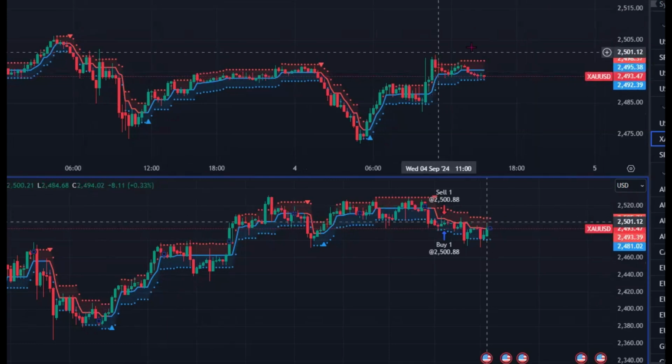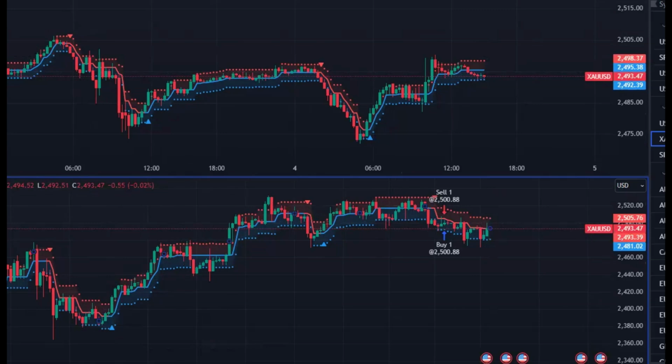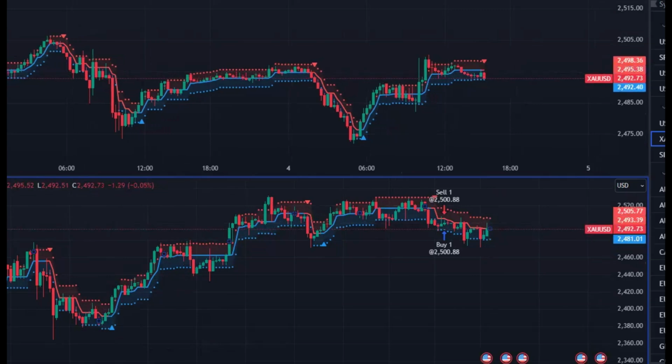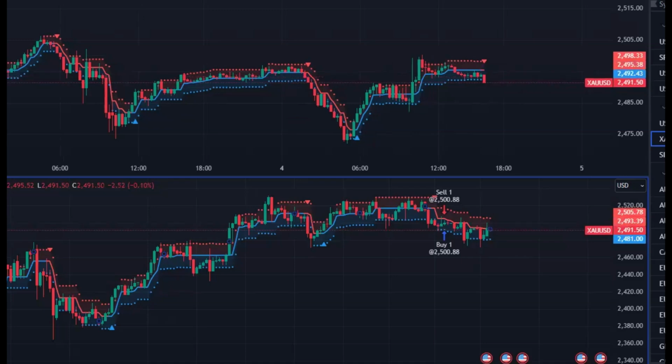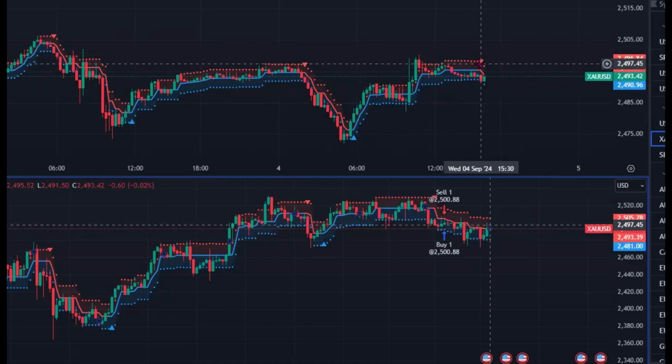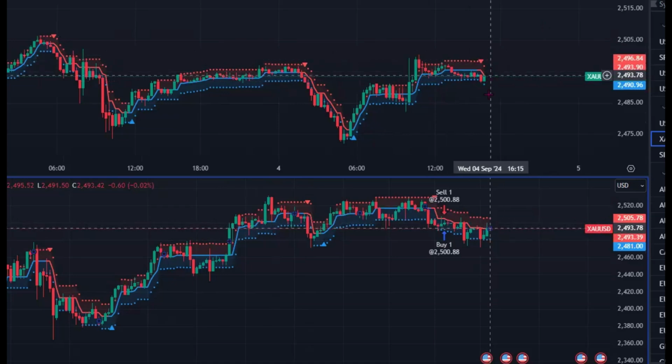All right. Let's see if this stays painted. It did not. Okay, so we're back again. Okay, back again. Let's give it one more candle. Boom. So another downwards trend. We're going to go ahead and take a sell.